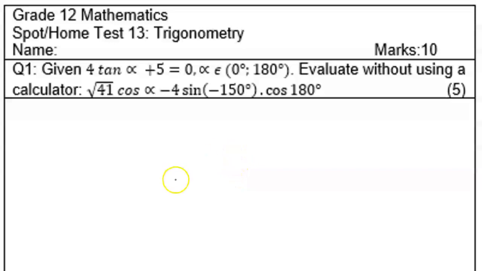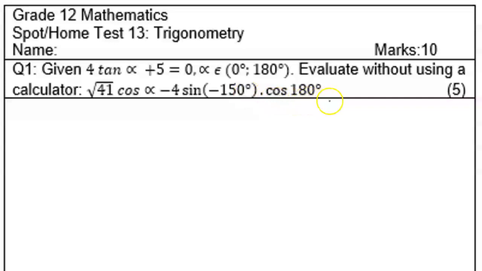Okay, so the question reads as follows. It says 4 tan alpha plus 5 equals 0. It says that alpha will lie between 0 and 180, which means that our angle must be in either the first or the second quadrant. Evaluate without using a calculator the square root of 41 times cos alpha minus 4 sine of minus 150 degrees times cos of 180 degrees.